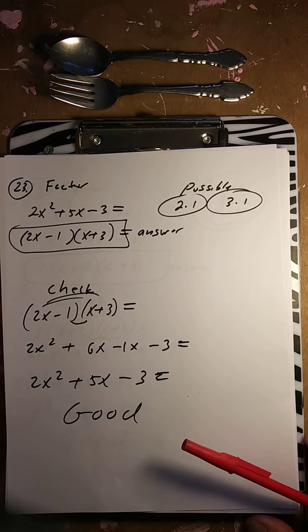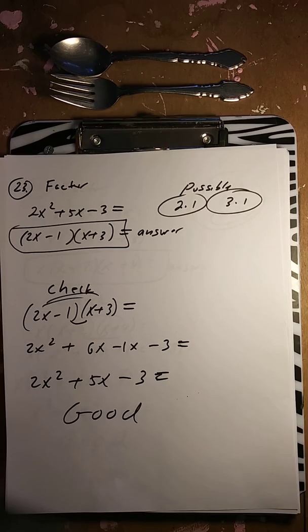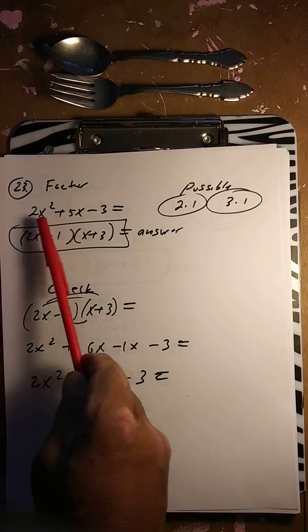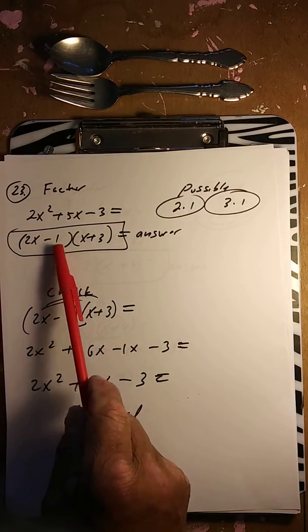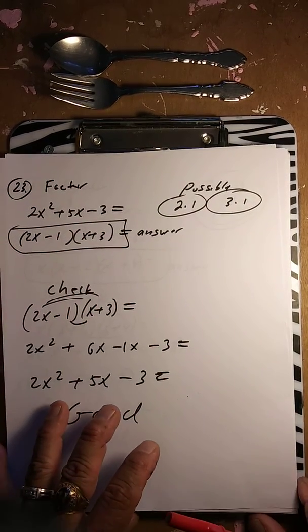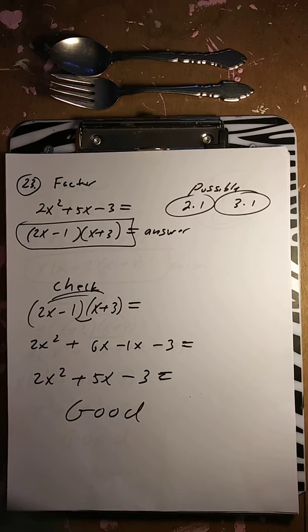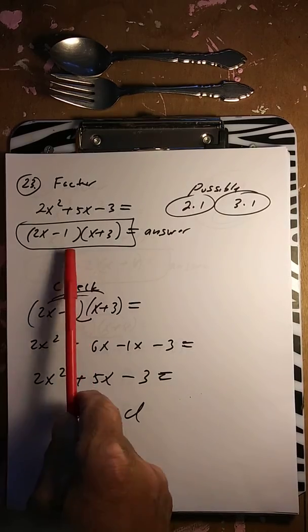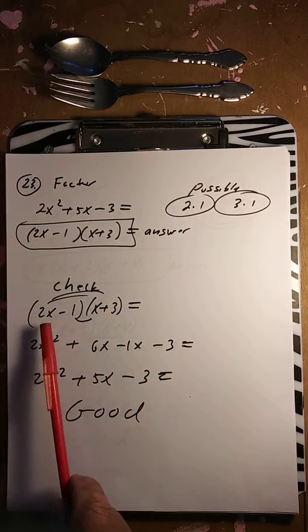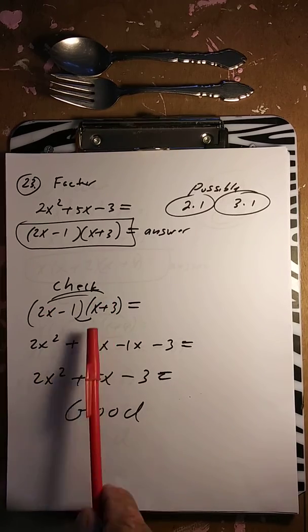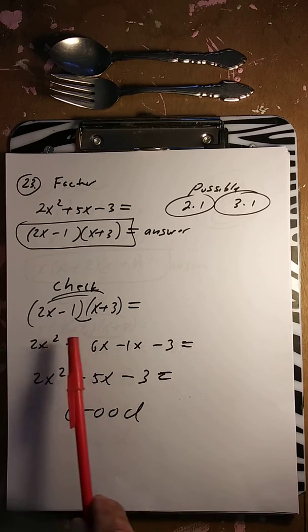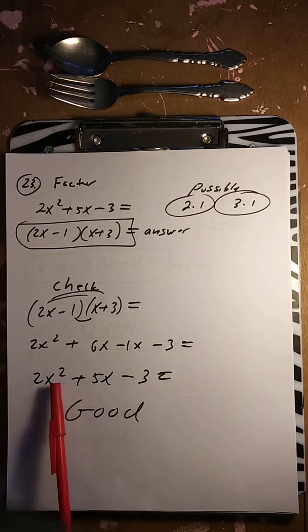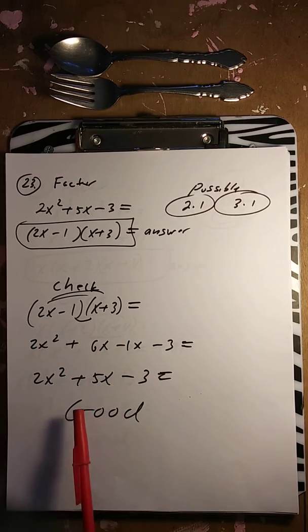Alright, this one. Factor this. My guess. First number is 2. 2 times 1. Last number is 3. 3 times 1. So it's going to be 2x minus 1, x plus 3. Does that work? Let's find out. Let's check it. 2x minus 1, x plus 3. That turns out is 2x squared. That turns out is 6x. Negative 1 turns out is negative 1x. And that turns out negative 3. So we have 2x squared plus 5x minus 3. Does that work? Yes, it's good and it matches. Everything matches.